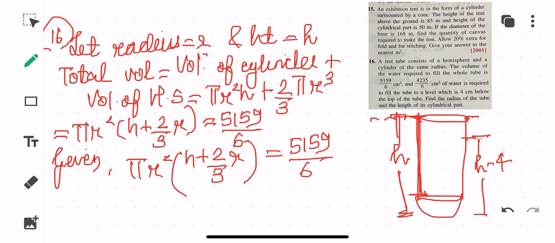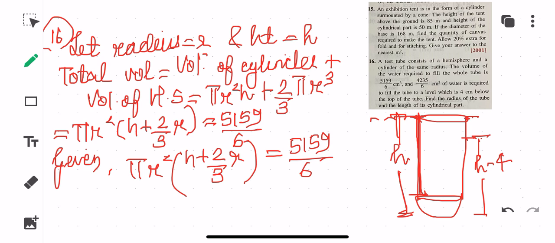Okay, so what you can be writing down, children, you just have a look. You need to find out an equation out of this. For finding out the equation, if you are taking the value of pi on that side, is that going to make a difference? 5159 anyways is not going, so you just let this equation be like this: this is equal to pi r square into h plus 2 by 3 r.